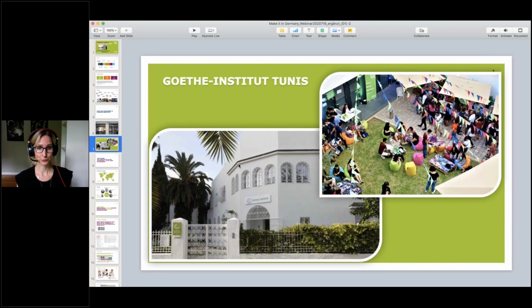And to let you know where Amel is sitting, this is an impression of the Goethe-Institut in Tunis, which looks absolutely amazing, I think, and gives you an idea of how we work and what kind of atmosphere you will find at a Goethe-Institut. And you can also see from both images that it really obviously depends on what country you're in and what the Goethe-Institut will look like depending on where you are.